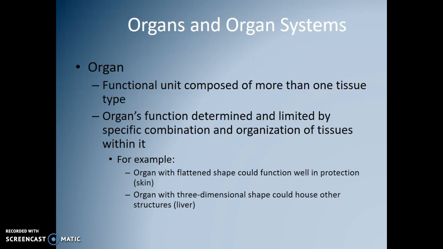Organs are composed of more than one tissue type, and their function is determined by, of course, the structure. For example, an organ with a flattened shape could function well in protection, such as our skin. Our skin is our largest organ. Many organs are hollow and can fill up with fluids or solids, such as our stomach, and they're surrounded by muscle tissue that can squeeze to help move the food around in the stomach.